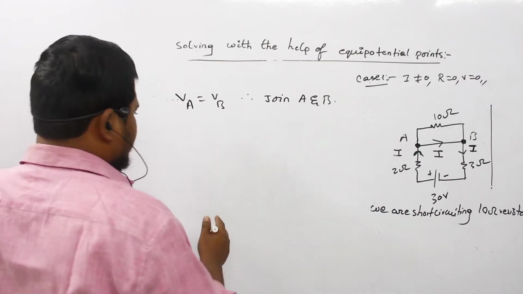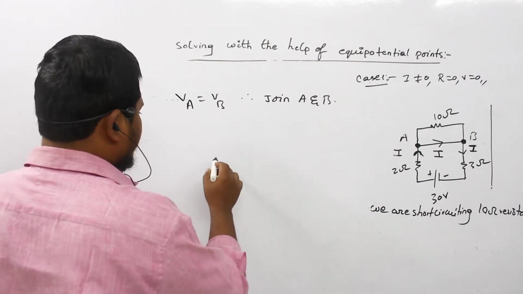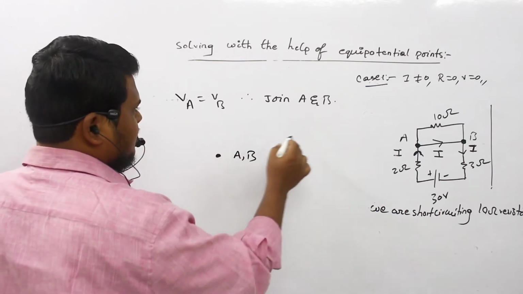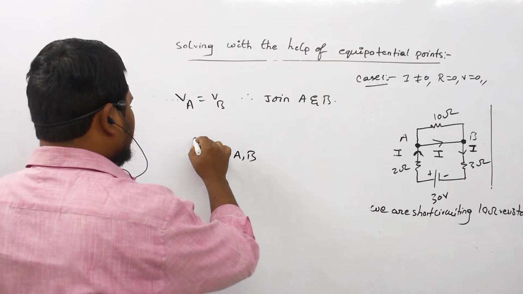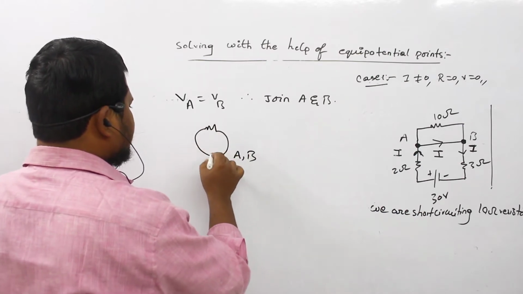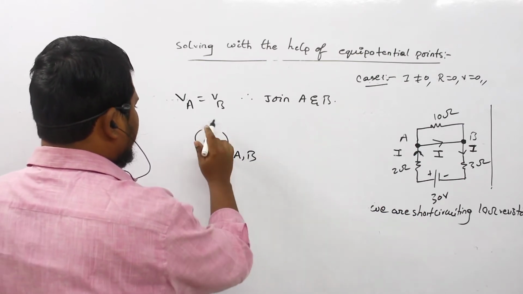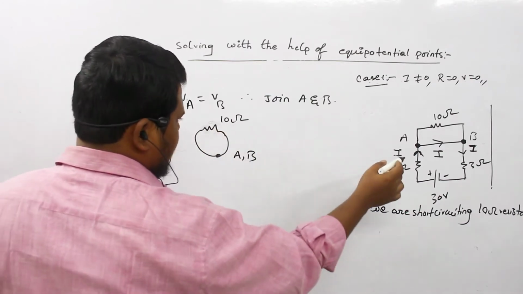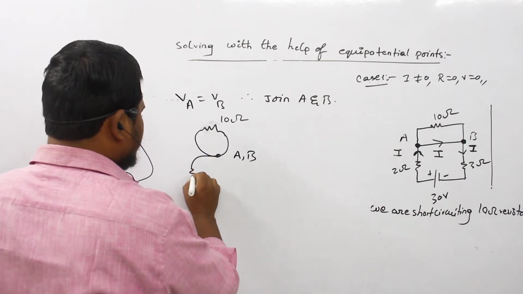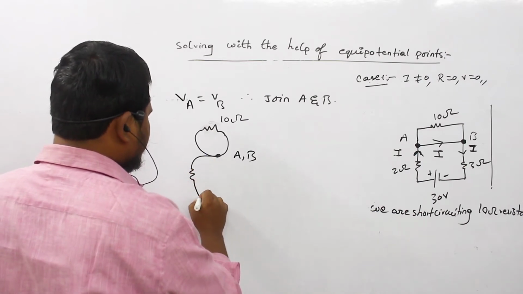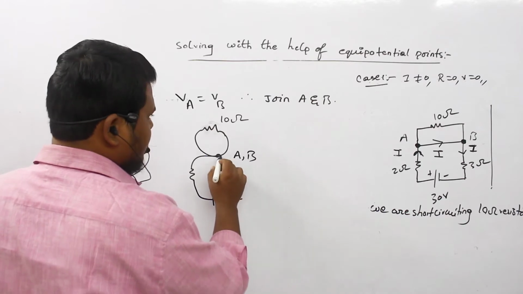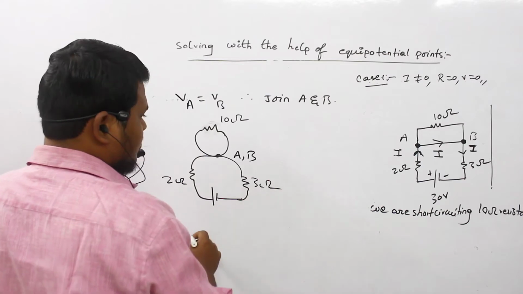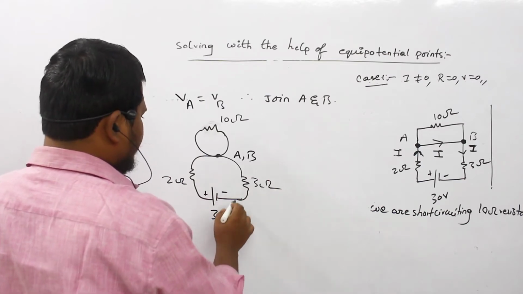So therefore, I will draw this circuit like this. Clear? So this is my terminal A, B. If I join them, then what happened to the 10 ohms resistor? The 10 ohms resistor is now present in a loop here. This is the 10 ohms resistor. Then what happened to the 2 ohms resistor? So this is the 2 ohms resistor, and this one is the 3 ohms resistor. And this is the potential difference of 30 volts which we are supplying.